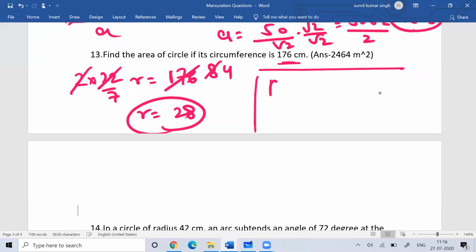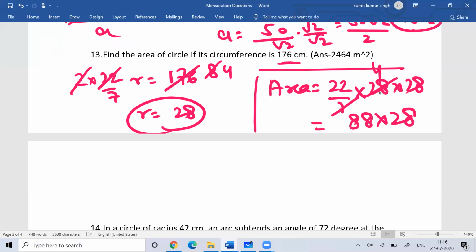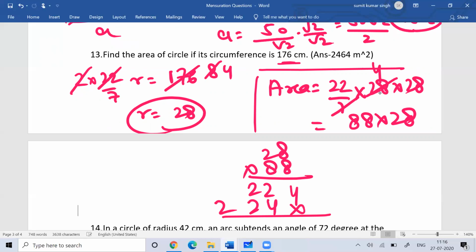So what is the area? The area would be pi r square. Pi is 22 by 7 and r is 28 into 28. This is 4 sevens, so this is 88 into 28. That is the area. So 28 into 88: 28 eights are 64, 6 carry. So 16 plus 6 is 24. That is 422. So you'll get the value 2464. That is the area.